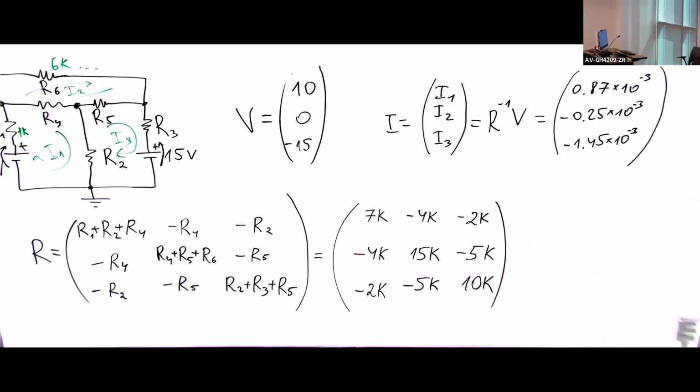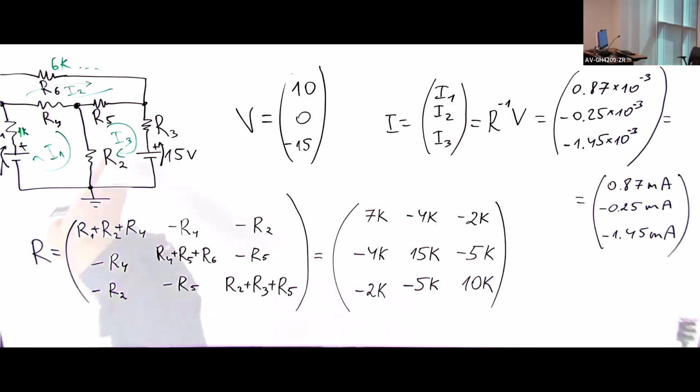What do you get? Just practically speaking, 0.87 milliampere, 0.25 milliampere, minus 1.45 milliampere. Done. Practically, you can compute now any current here.